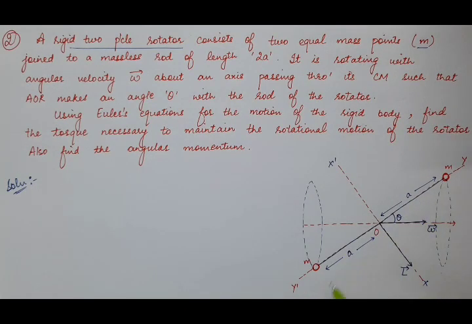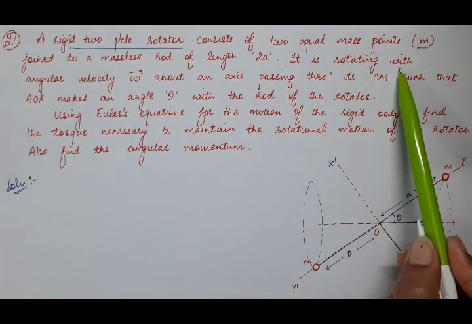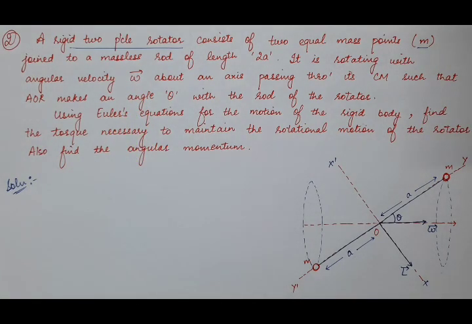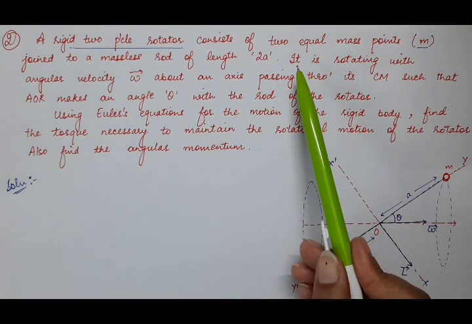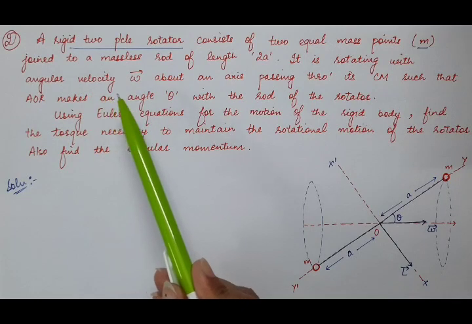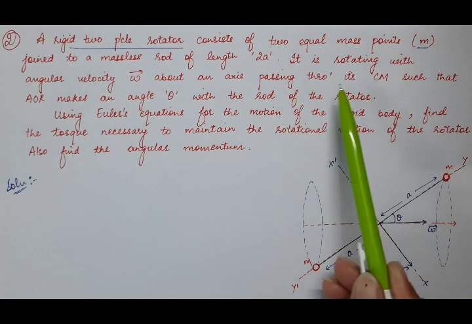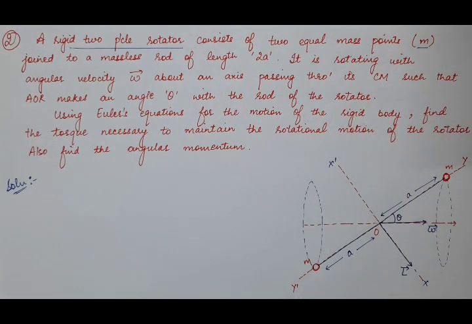And this rod, or you can say this whole combination of two-particle rigid rotator, is rotating with angular velocity omega. So it will rotate with angular velocity omega about its axis of rotation. But what is the direction of its axis of rotation? So here it is written down that it is rotating with angular velocity omega about an axis which is passing through its center of mass. It means its axis of rotation passes through its center of mass.